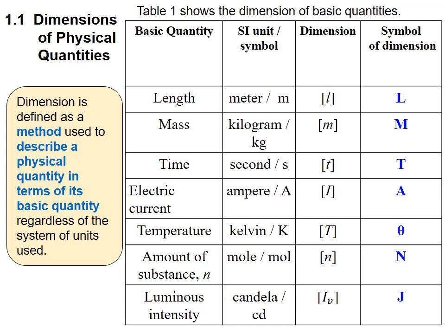So as you can see in the table, basic quantity length, SI unit is meter, symbol of dimension is a capital L. Okay, mass, SI unit is a kilogram, symbol of dimension is a capital M. Another one is time, SI unit is second, symbol of dimension is capital T. Electric current, symbol of dimension is capital A. Temperature, theta. Amount of substance, capital N. Luminous intensity, SI unit is a candela, a symbol of dimension is a capital J.